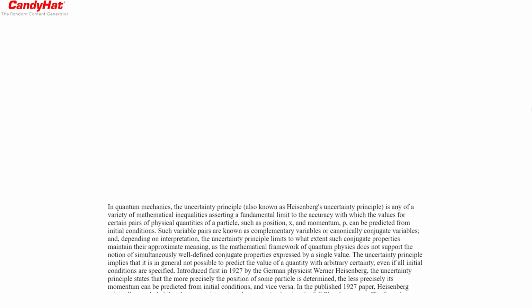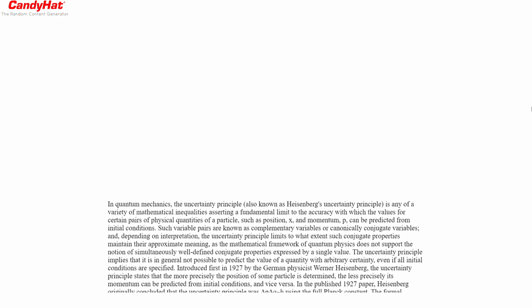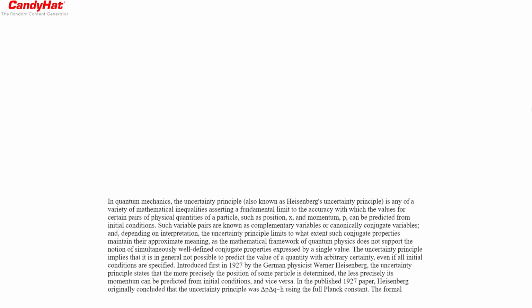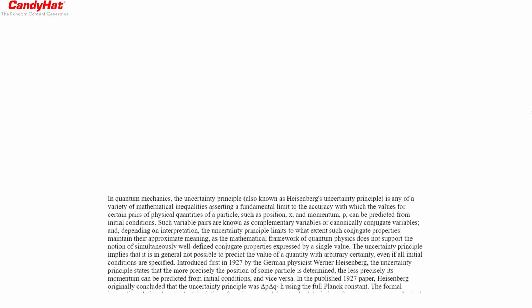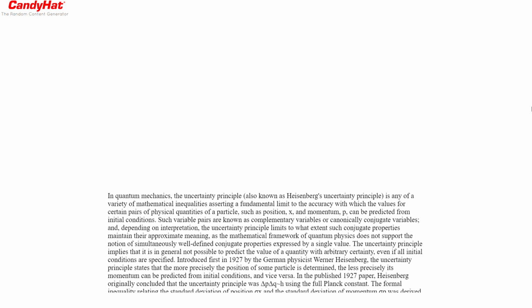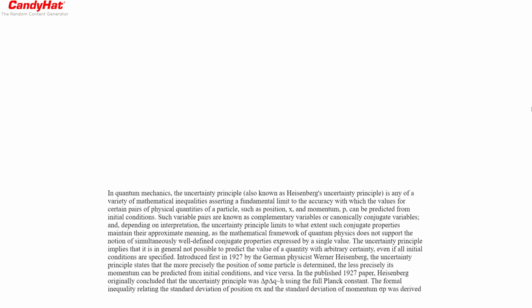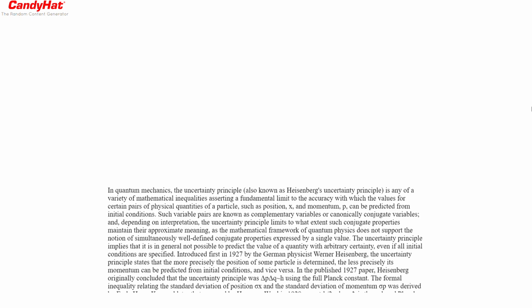Introduced first in 1927 by the German physicist Werner Heisenberg, the uncertainty principle states that the more precisely the position of some particle is determined, the less precisely its momentum can be predicted from initial conditions, and vice versa.